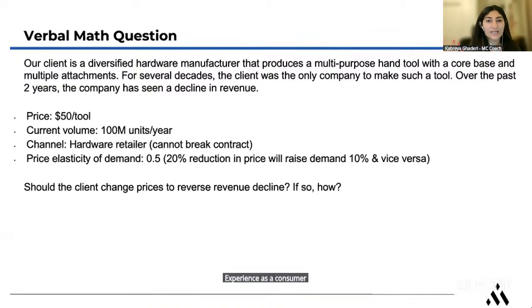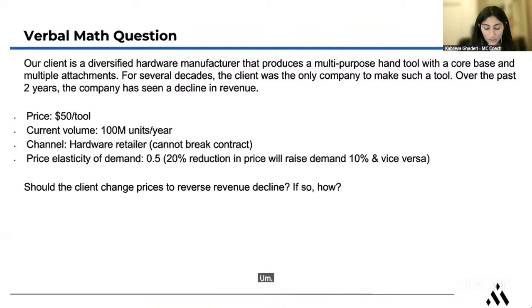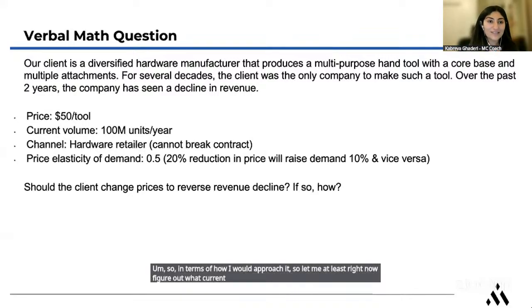Would that actually make sense as more of a short-term strategy, or is it something that we would want to continue in perpetuity? So in terms of how I would approach it, let me at least, for right now, figure out what current revenue is. That's the number that we ultimately have to beat, right?